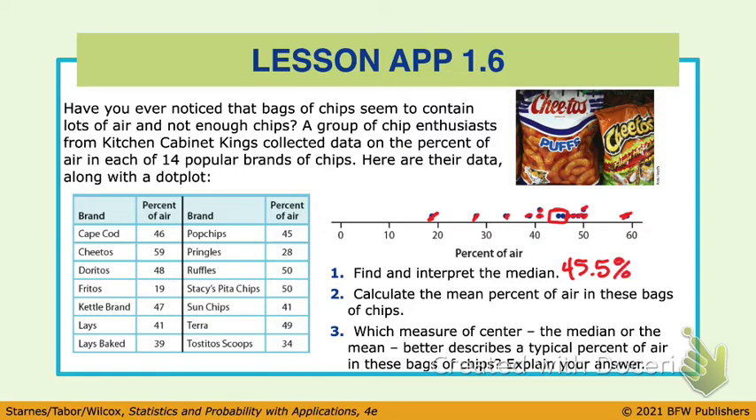And then the interpretation of that would be half of the data has more than 45.5%, and half of the data has less than 45.5% error. So half of the data has more, and half of the data has less. Middle cuts it directly in half.